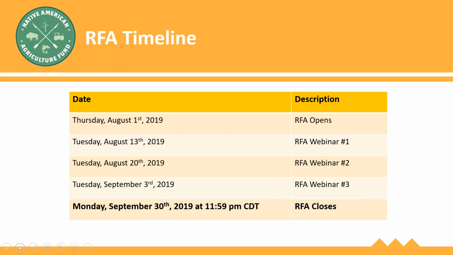Our request for funding timeline. Our RFA opened on August 1st of 2019. We had our first webinar on August 13th. We have a webinar today, and we have one more on September 3rd. And if need be, we can have an additional webinar. The RFA will close on Monday, September 30th, 2019 at 11:59 p.m. Central Standard Time. Next slide.